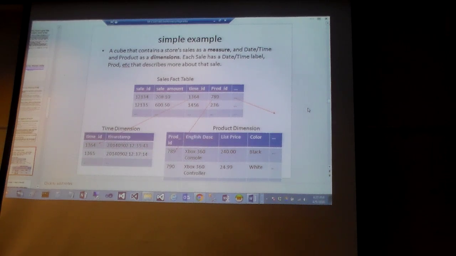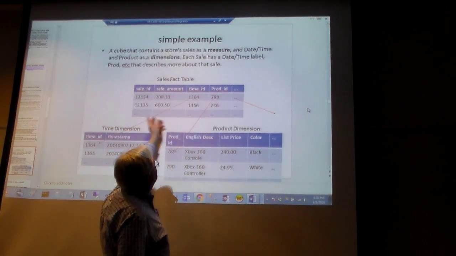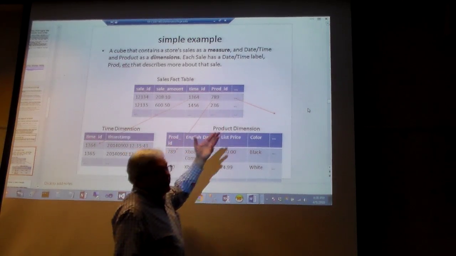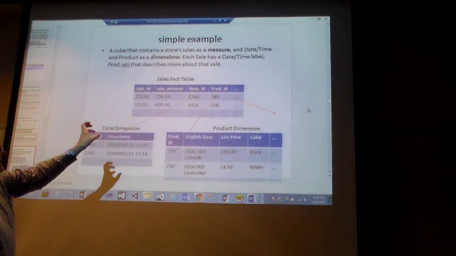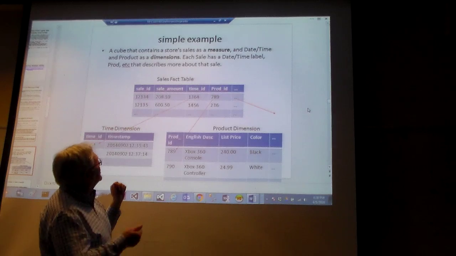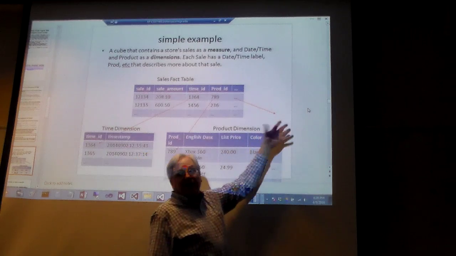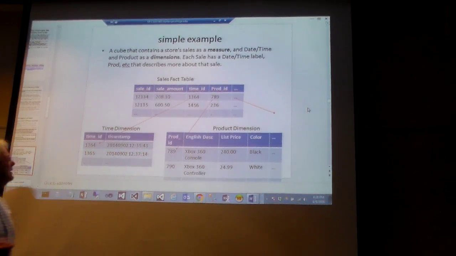So here's a simple example. This one has sales as a measure, which would be a fact table. The fact table has literally the actual sales that you actually do. Of course, there'd be more fields than this. This is just a subset of the fields. But you're creating a unique key for each item that goes through the cash register. You're recording what the amount was, what time it happened, what product it was, and on and on. And you're cranking that out.